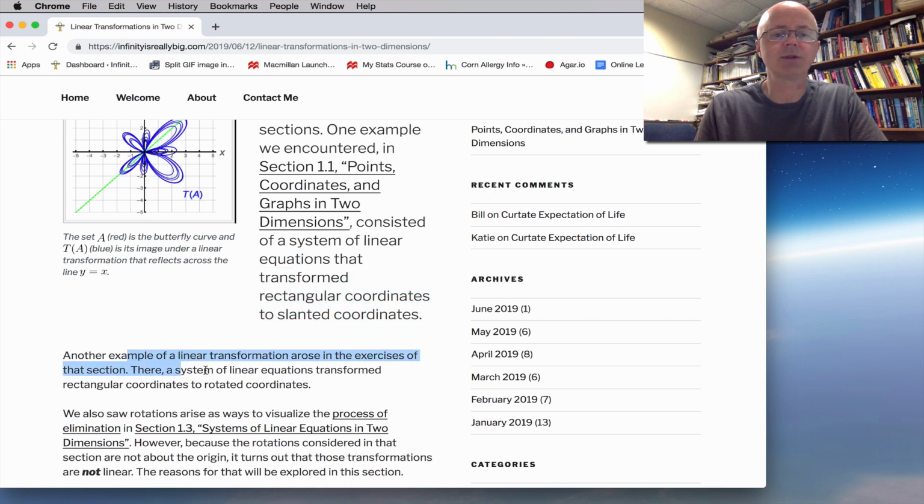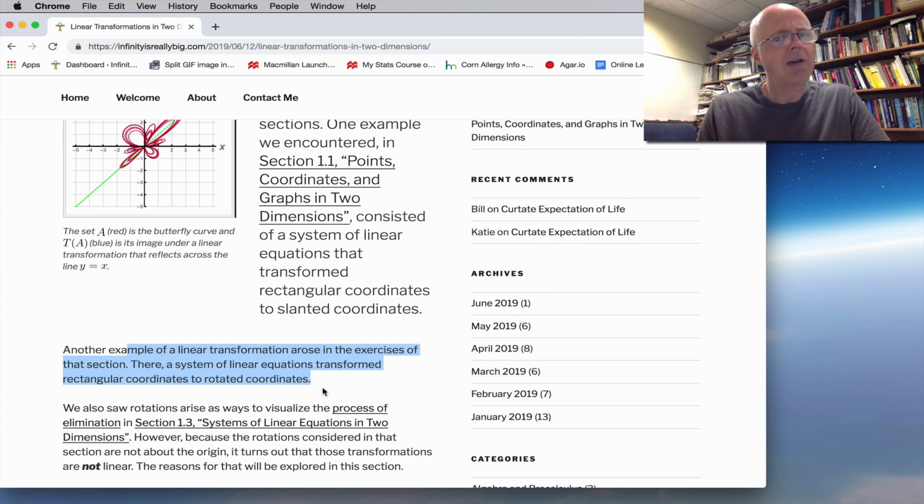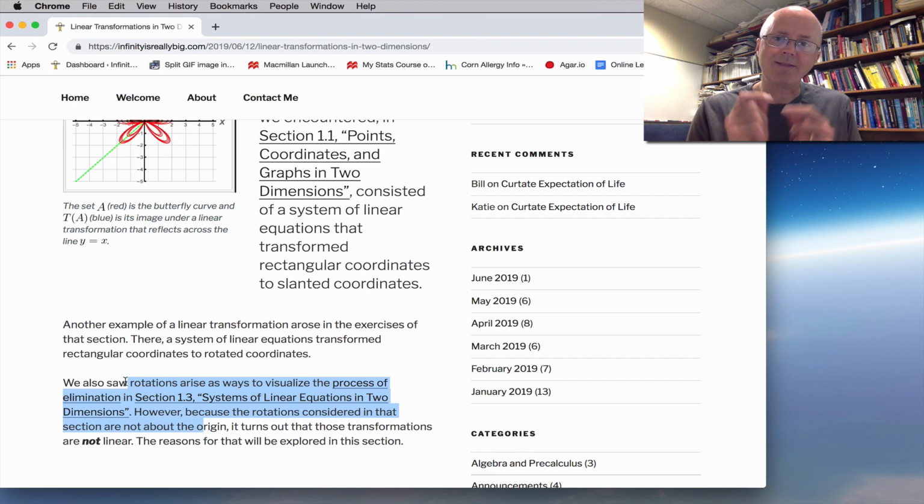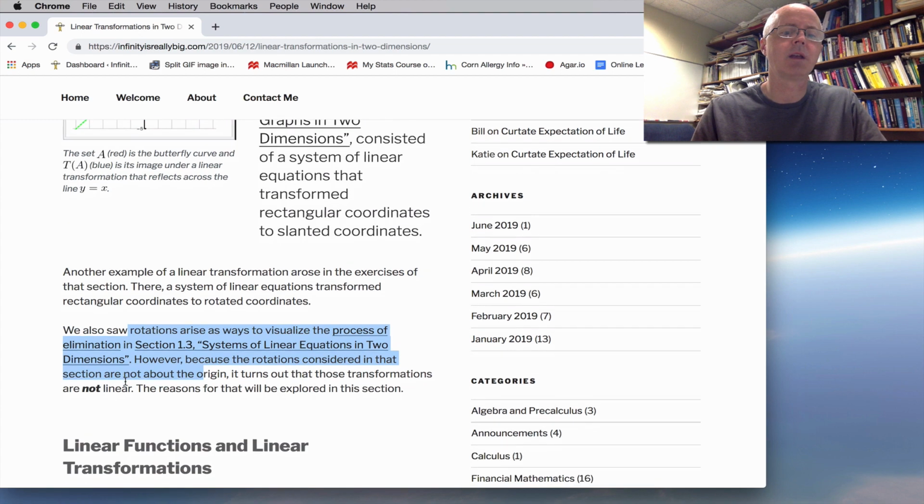Also, if you look in the exercises of that section, there's a system of linear equations that transforms rectangular coordinates into rotated coordinates, and that does define a linear transformation. We have talked about rotations before in section 1.3 as well, when we talked about visualizing the process of elimination there. Those rotations, however, were not about the origin, and that actually makes those rotations nonlinear. It's only rotations about the origin in two dimensions that are linear transformations.